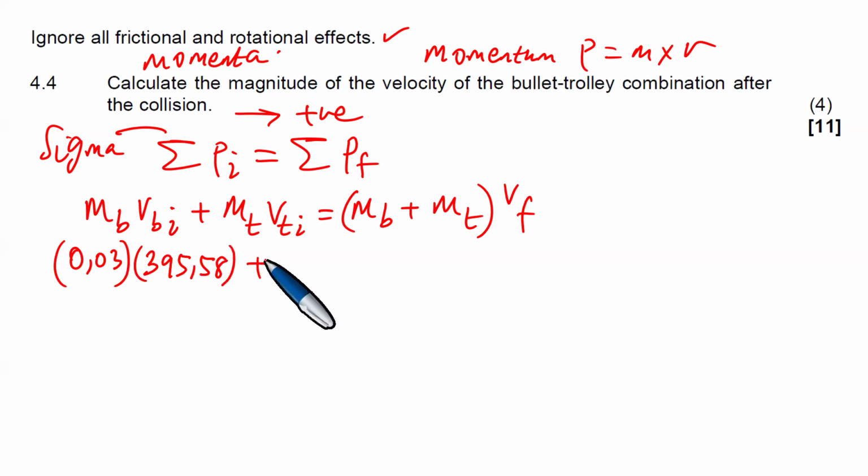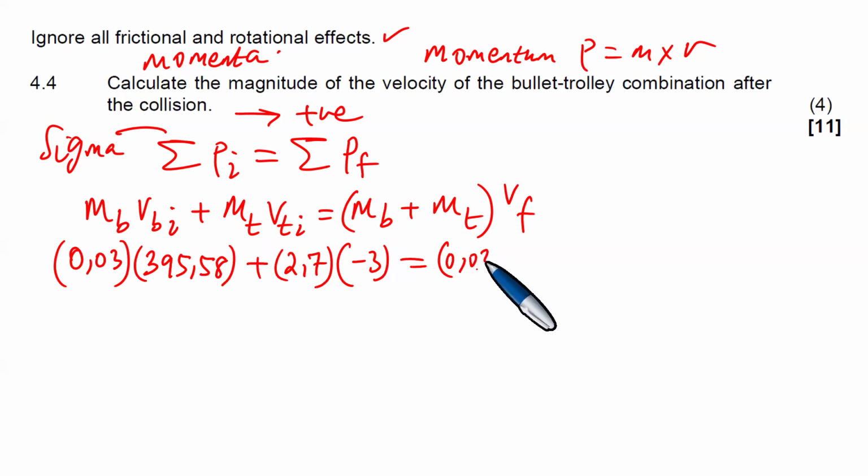Plus, we have the mass of the trolley, 2.7 kilograms. But this trolley was moving to the left, so its initial velocity will be negative. The mass of the bullet, 0.03 kilograms, must be added to the mass of the trolley. The masses are added together, and we have the final velocity of the overall system.